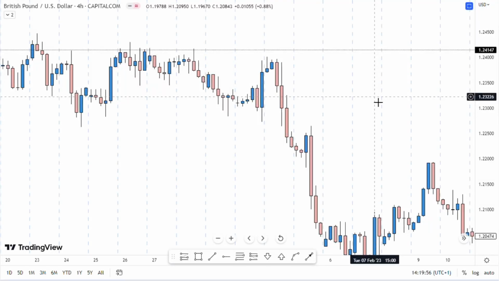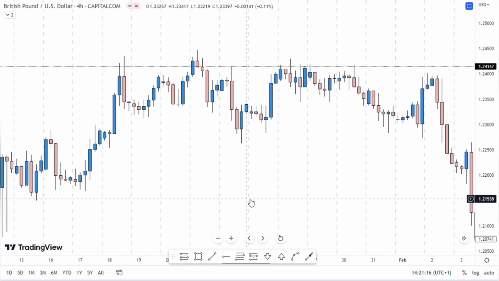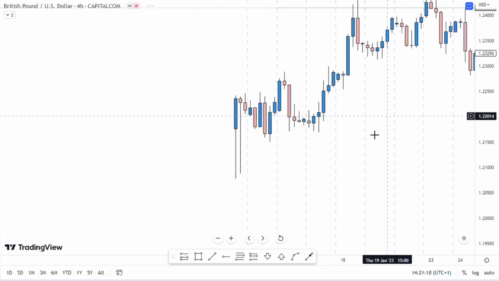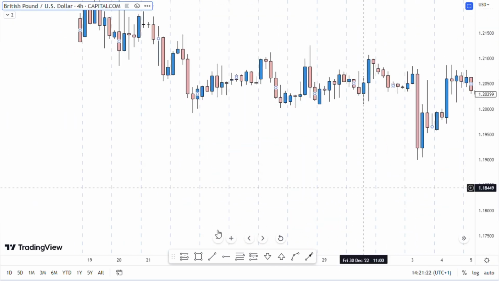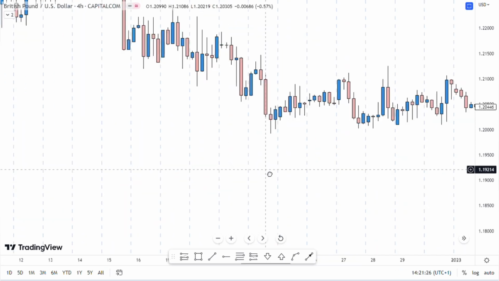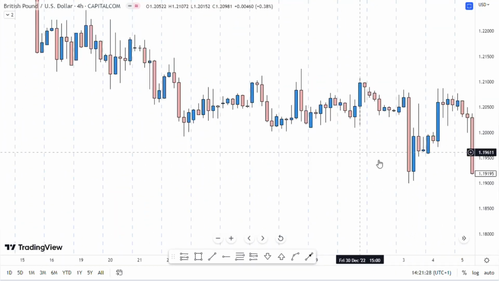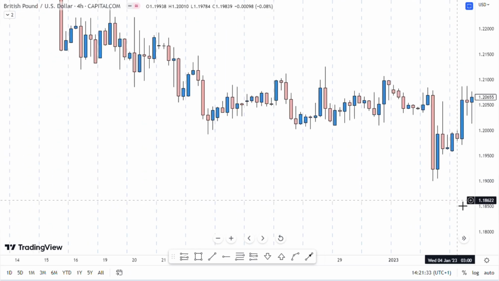I just decided to drop this in as a bonus to the mentorship course, but this is basically more of a swing strategy. First of all, what do we do? We measure. Let's start from here. Okay, let's start from here now. You can see that.